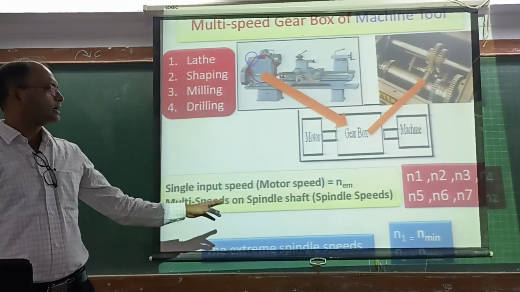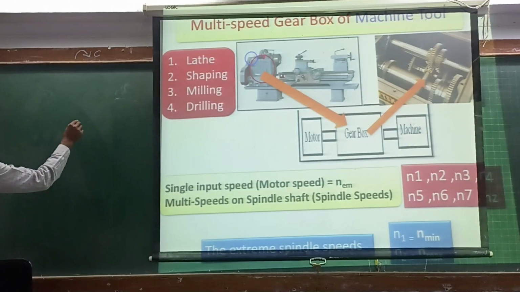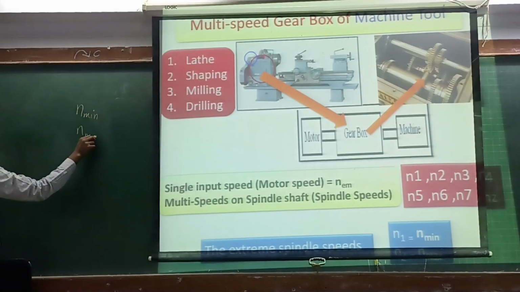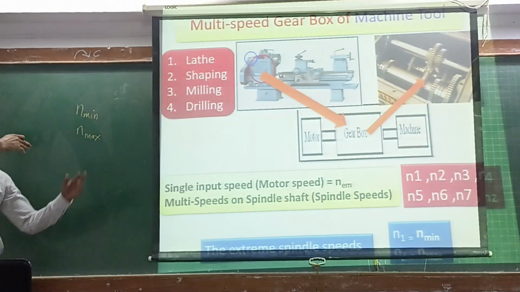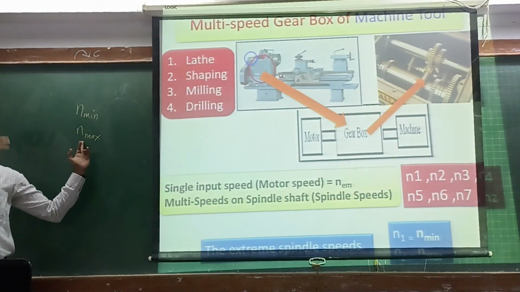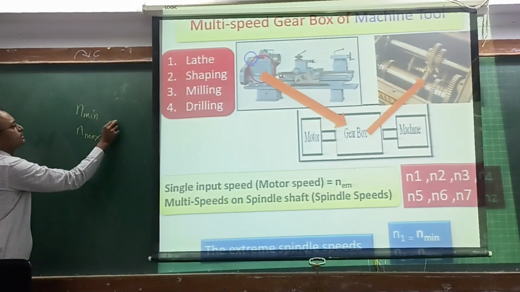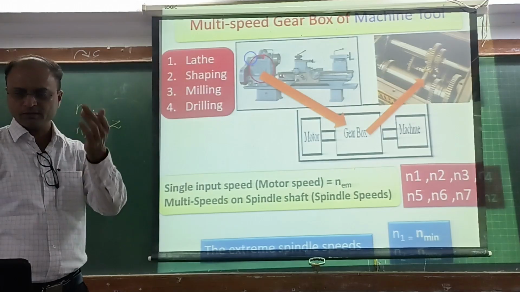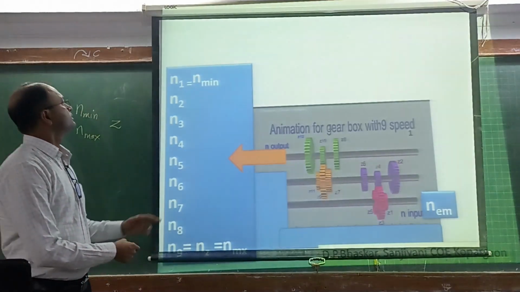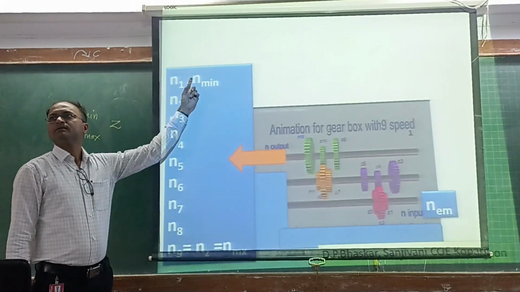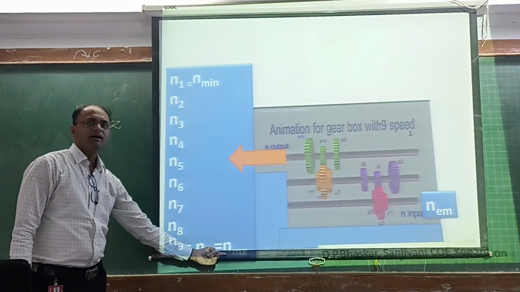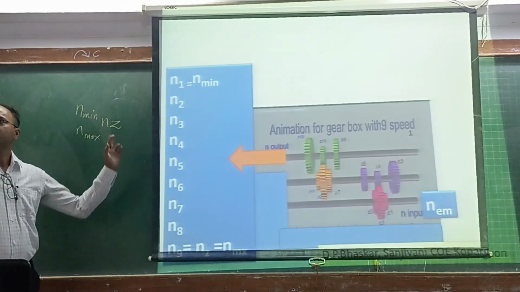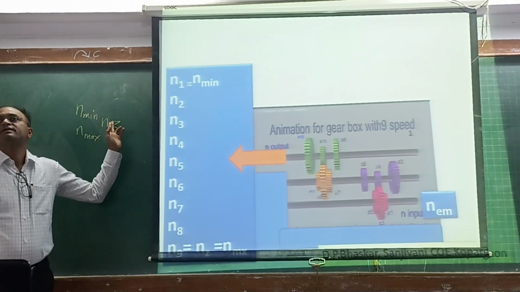The extreme spindle speeds are: N1 or Nmin is the minimum speed, and there will be a maximum speed which is Nmax. Speeds will vary between Nmin and Nmax in different steps, and the number of steps is denoted by Z. I'll give you the required part later on. For Nmax we also use Nz because Z is the number of steps.